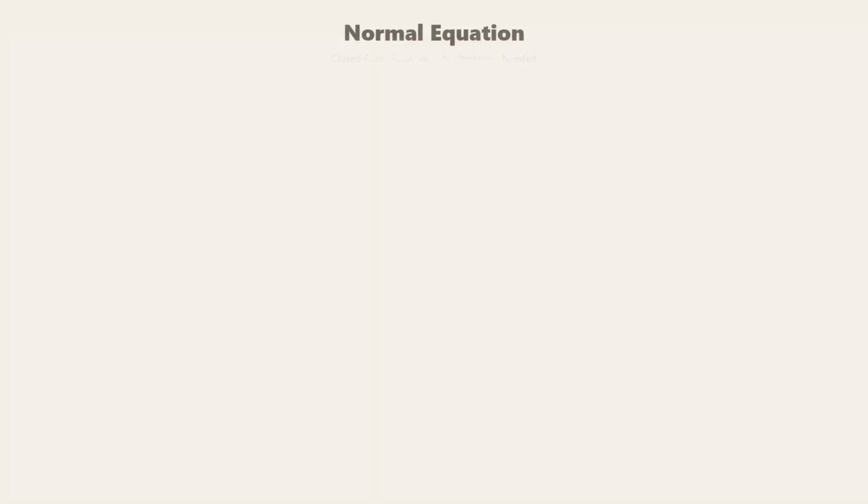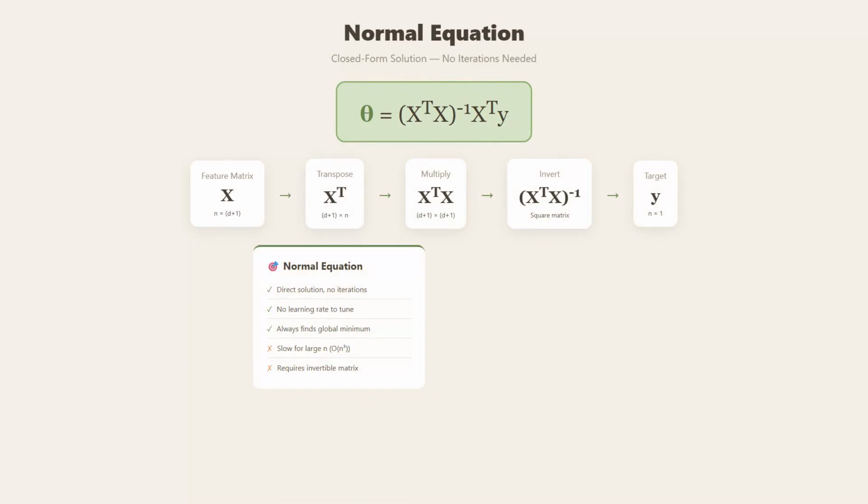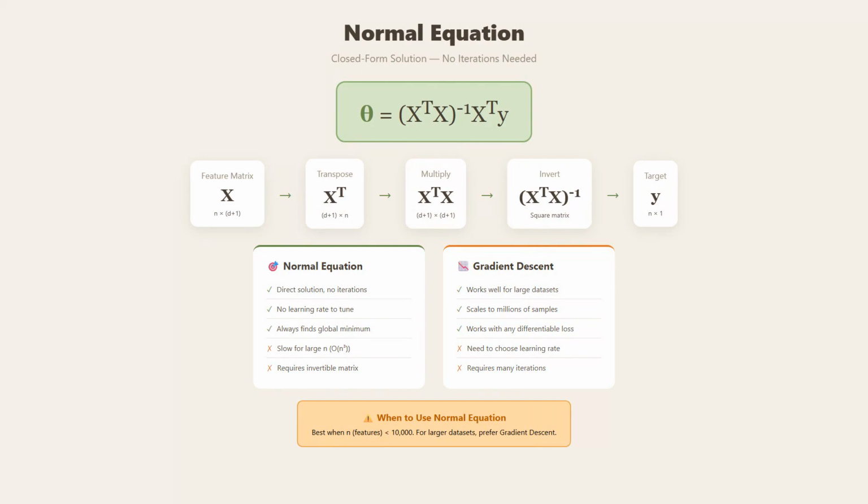There's actually another way to find the optimal parameters, and it doesn't require any iterations at all. It's called the normal equation, and it gives us a direct, closed-form solution. The formula is theta equals X transpose X inverse times X transpose y.